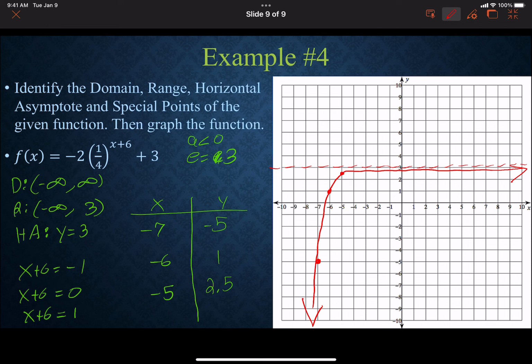There are other ways to go about doing it. You could work with the idea of our transformation similar to what we talked about from Unit 1 with 1.5, recognizing this is a shift of 6 left, 3 up, vertical stretch of the 2, reflecting over the x-axis, all that kind of stuff from your basic parent function 1/4 to the x power. And all that's perfectly fine.